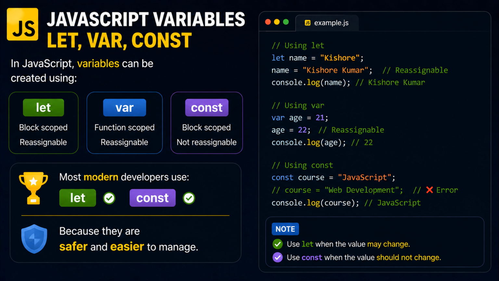In JavaScript, variables can be created using let, var, and const. Most modern developers use let and const because they are safer and easier to manage.